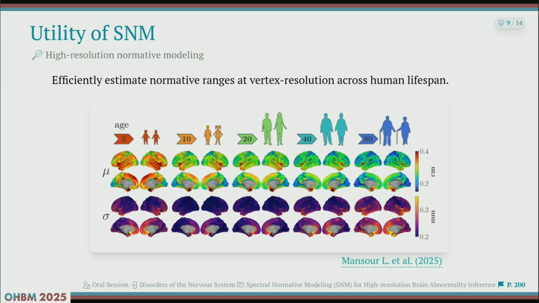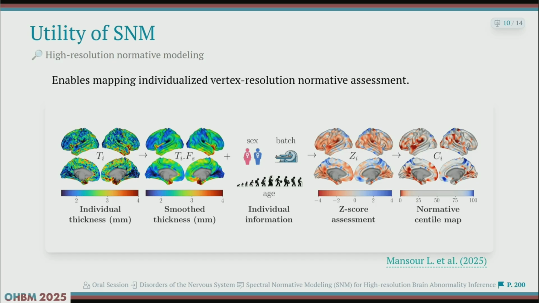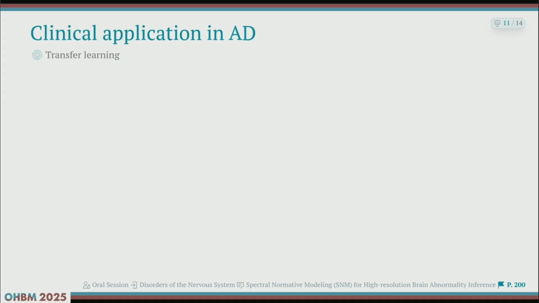And what that means is that we get a brain chart for the human lifespan that is specific to the vertex resolution of the brain, or essentially that is at the resolution of the imaging data collected. And what this is useful for, one of the examples, is that we can map individual vertex resolution native assessments. So what that means is we put the new subject in the scanner, collect a brain MRI, do the pre-processing. Later on, knowing their covariates, things like age and sex, we can come up with a map essentially detailing where in their brain they might be deviating from what we consider normal for their age and sex.